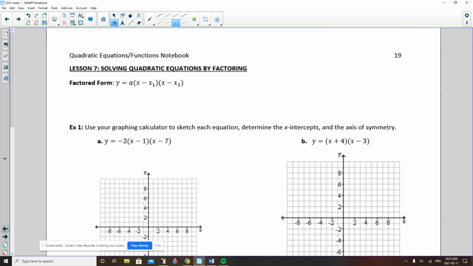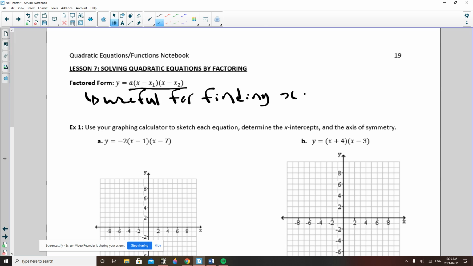And so the whole point of this factored form we've already kind of talked about is this is useful for finding the x-intercepts. And so my x-intercepts are kind of the opposite of what they appear in those factors. And so really what you're doing is you're making your factors equal to 0 and solving to find the x-intercepts. And we're going to go look at some questions of that.